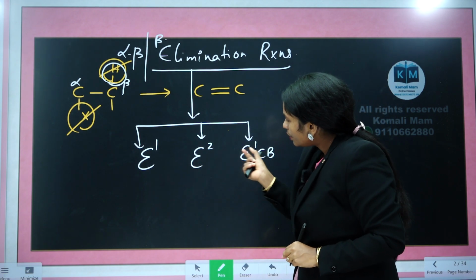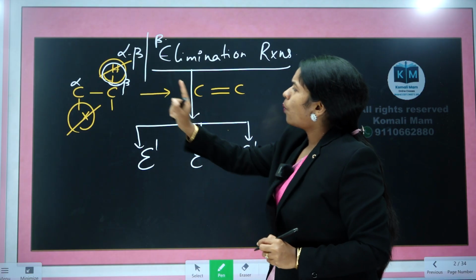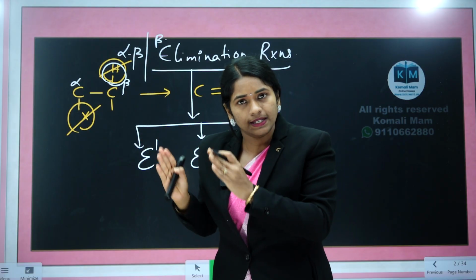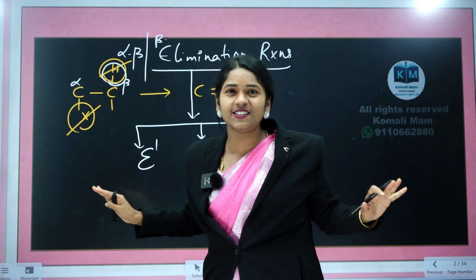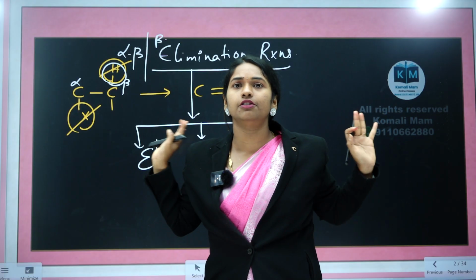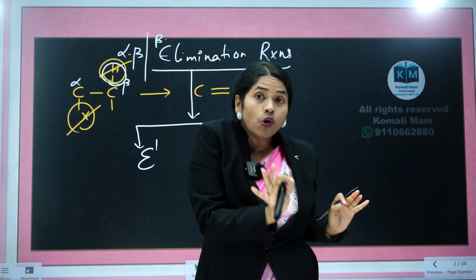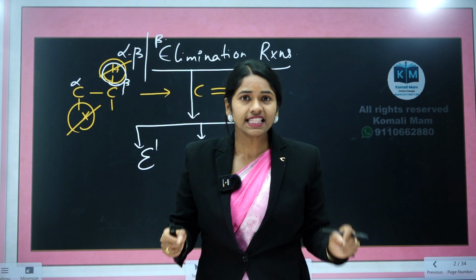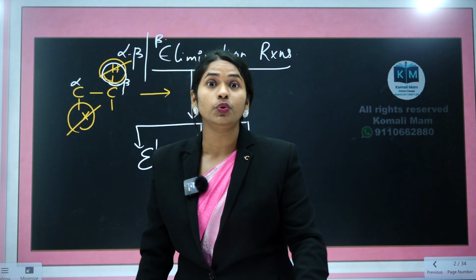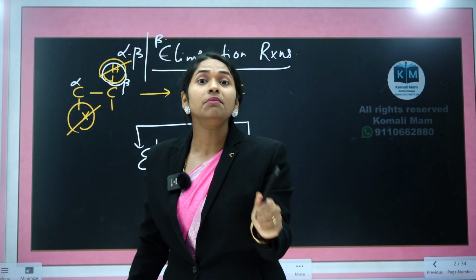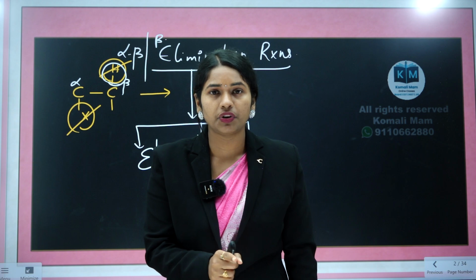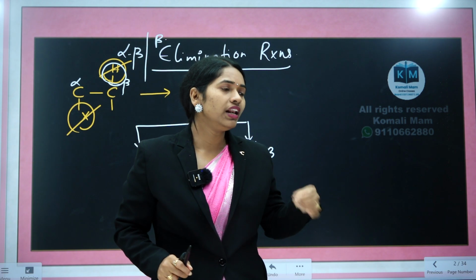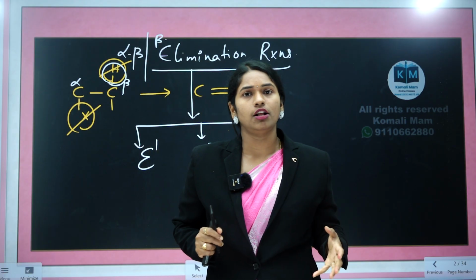So in E1, E2 and E1CB, in everything, we remove one halogen and one hydrogen from adjacent positions. That's it. But how we remove them is the basis on which these are classified. In this session, your Komali Mam is going to teach you E2 reactions, bimolecular elimination reactions. Watch this video up to the end. By the end of this session, you will get the full capacity to solve the questions.